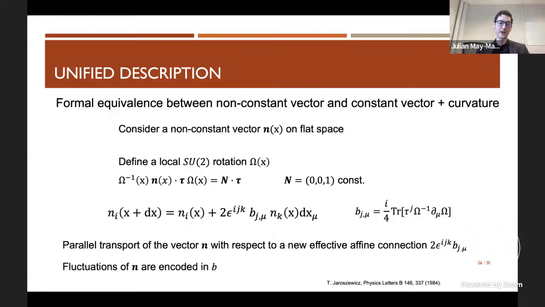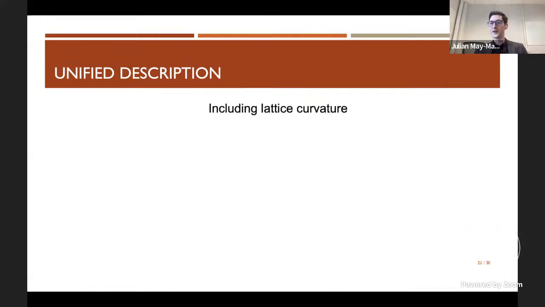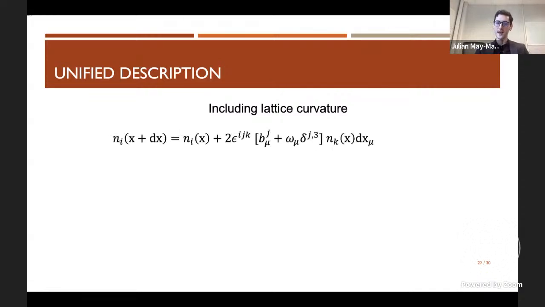And importantly, the fluctuations of n are now encoded in this new field B we've introduced. All right, we can now look at the same problem if we include both curvature and B from the lattice, and we now find that following our same step before, adding our rotation omega, the expression for the change in n is given by this.